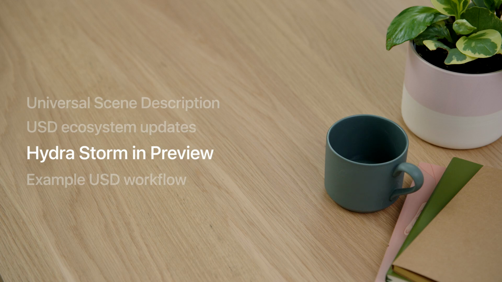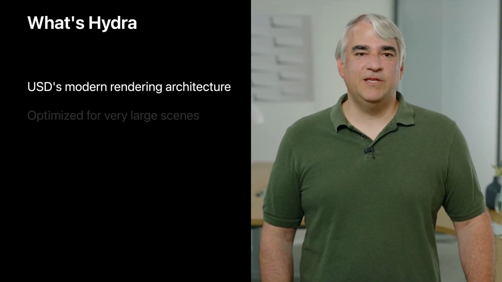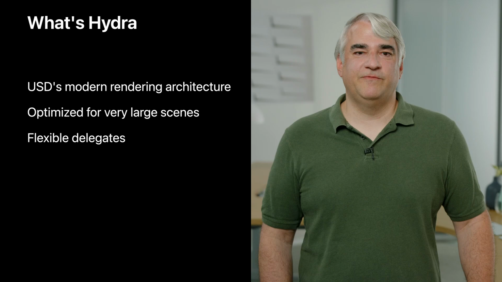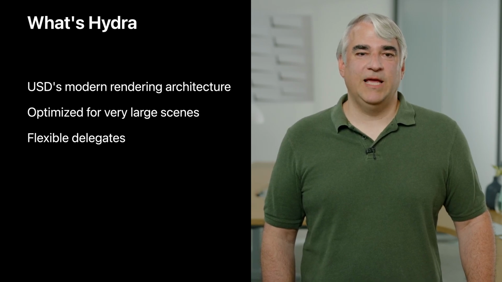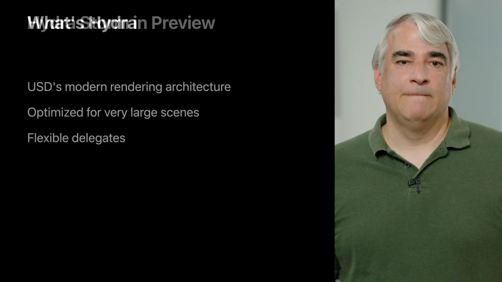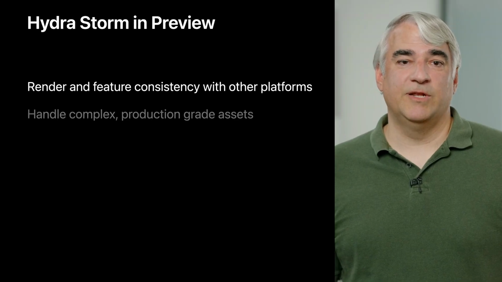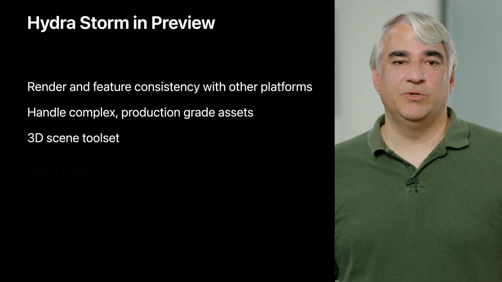Another key feature of USD is Hydra. Hydra is USD's high-performance, modern rendering architecture, designed specifically to get millions of objects to your screen as fast as possible. A core feature of its architecture allows it to flexibly handle different renderers. Hydra Storm is one such renderer that is part of the core USD open source distribution.